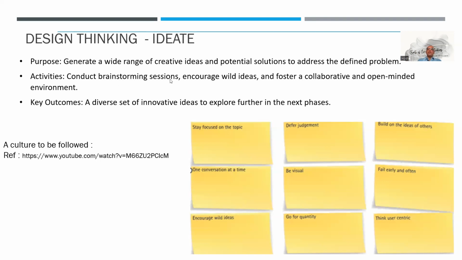Now, to conduct the brainstorming activities, whatever we discussed just now are part of the culture, like encouraging wild ideas and conducting brainstorming sessions. And the key outcome expected is a diverse set of innovative ideas.